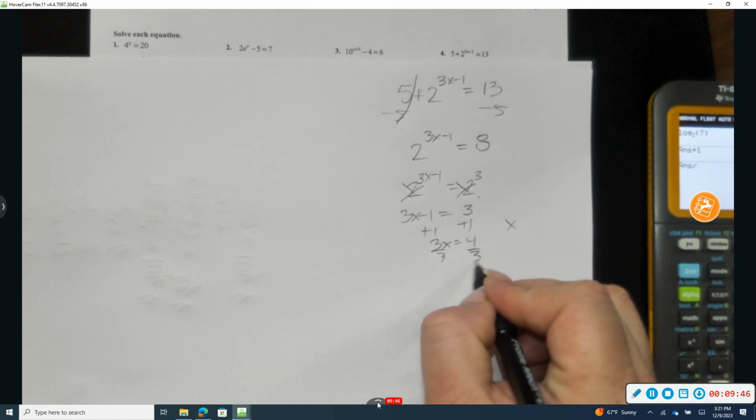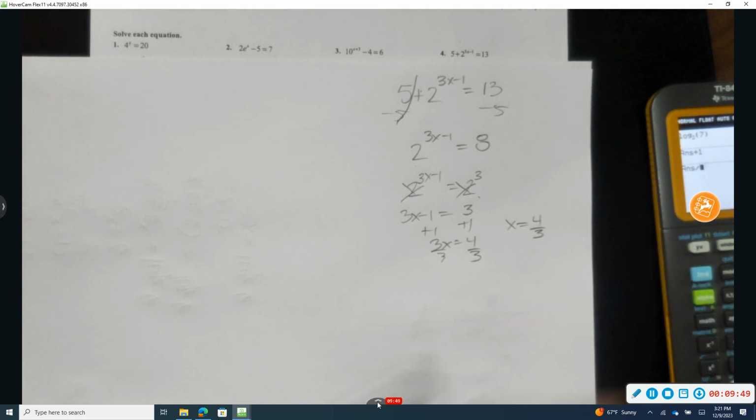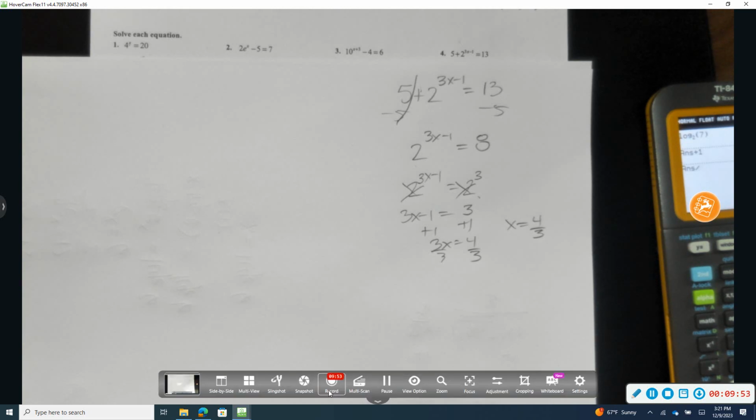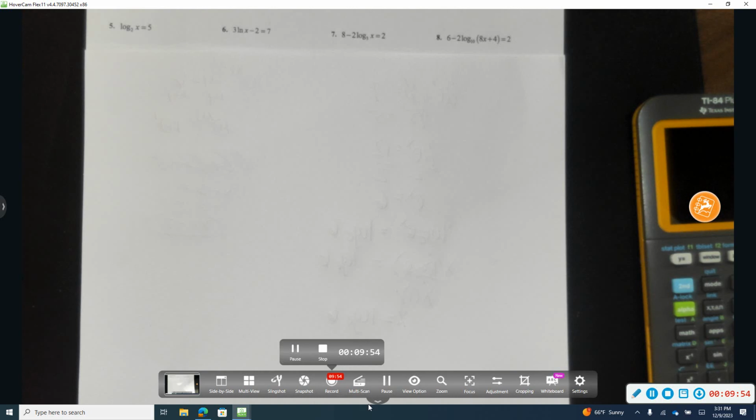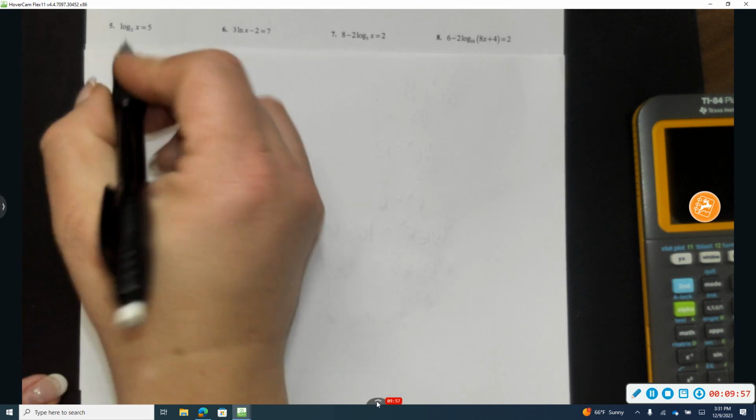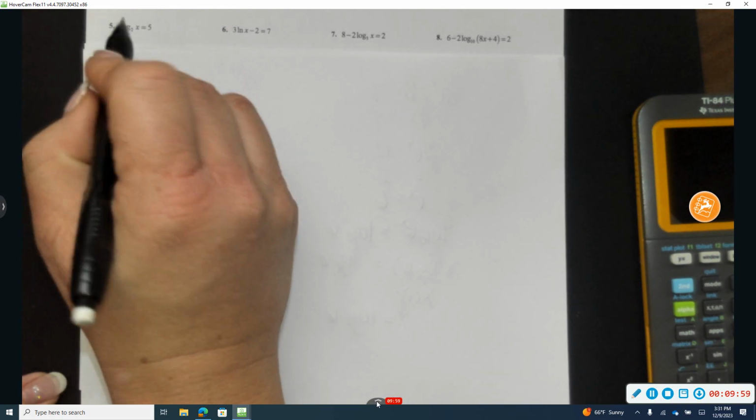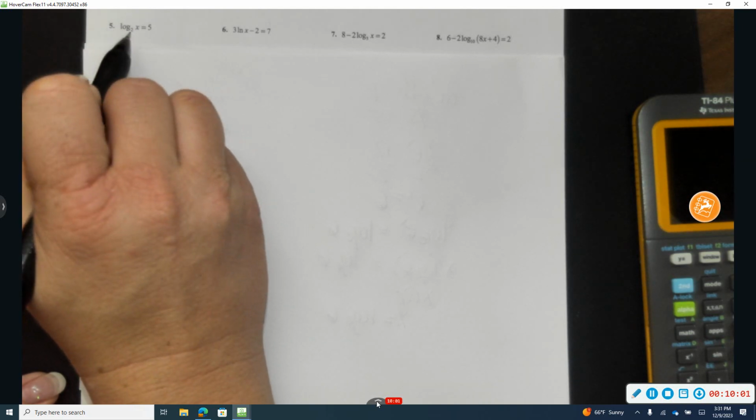Dividing them by 3, I end up with x equals 4/3. X equals 4/3. We have number 4. Let's take a look right now at number 5. So number 5 here, I'm going to go back and write this as exponential.